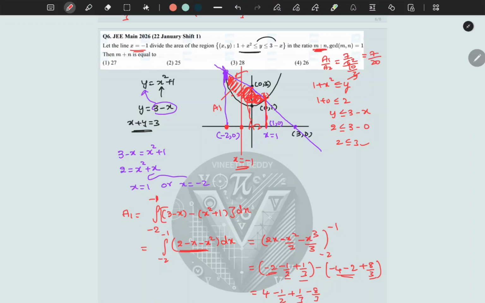Now ratio is M is to N such that GCD of M comma N is 1. That means 7 and GCD of 7 comma 20 is 1, right? There are no common factors except 1. That means M is 7 and N is 20. So M plus N should be 27. I think this is the correct answer.